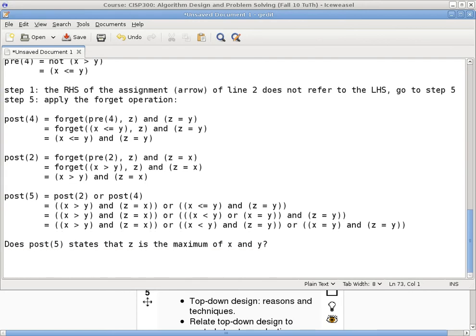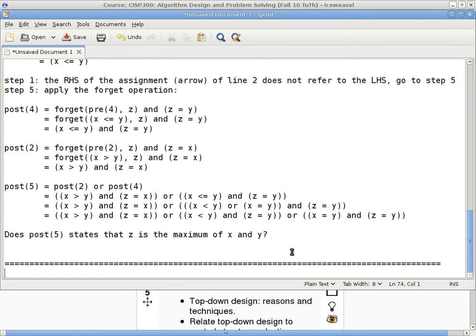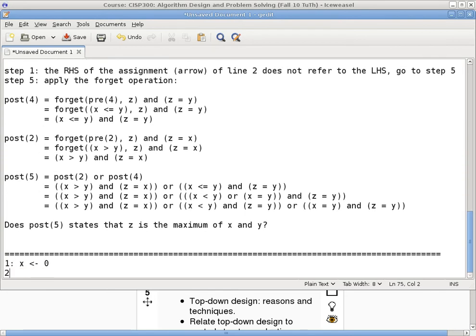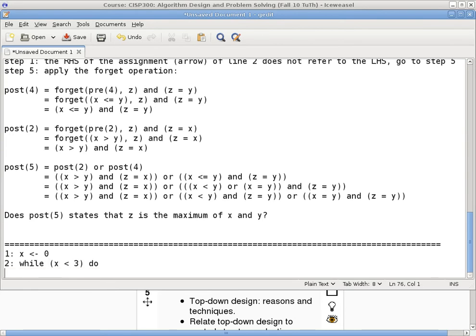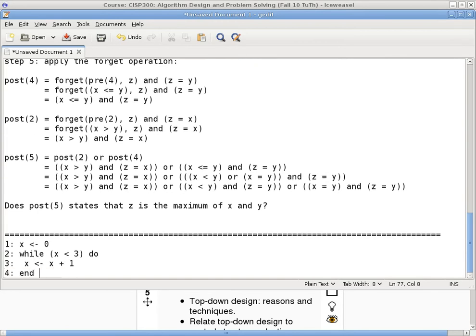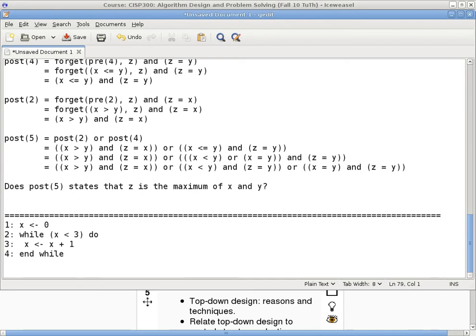We have about 20 minutes left, so let's go ahead and get started with loops. Now, loops are evil. Let's think about loops here. We'll do something really easy: while x is less than 3, do x gets x plus 1, end while. Really typical type of loop structure.